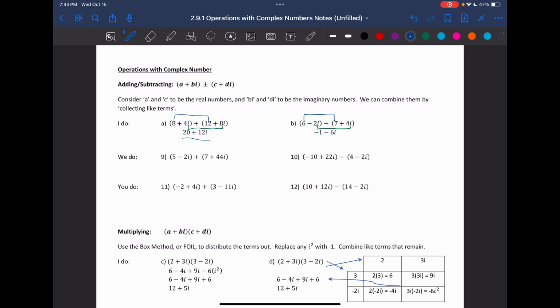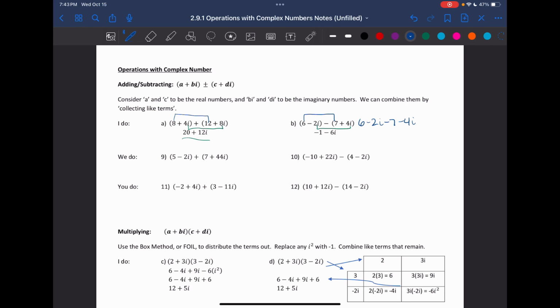Sometimes it's helpful to just rewrite the problem. So 6 minus 2i as if you were distributing that negative. So minus 7 minus 4i. Sometimes that's helpful. Other times you might want to just look at it how it's written. Now do make sure that when you're combining your like terms, you put it in the proper order. And the proper order for complex numbers is that the number without the i comes first, and then you add on the i's afterwards.